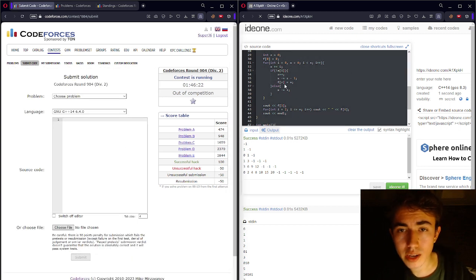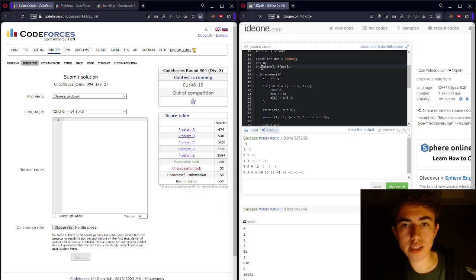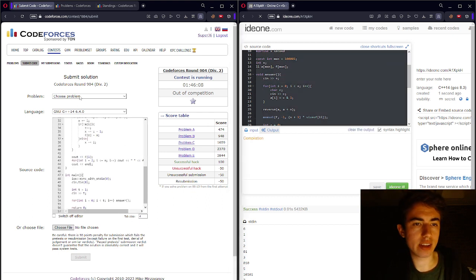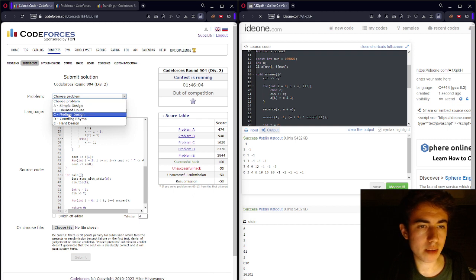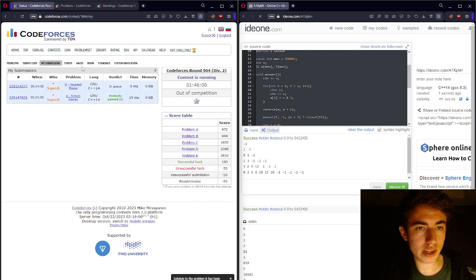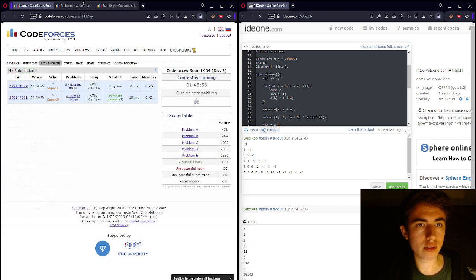And actually, wait, let's make sure. Can this be a long value? Yes, I think so. Okay, let's make this long. I think the answer can be like n times n plus 1, which is like n squared, and that can be big, so we want to make sure we don't overflow. Did we copy the right one? Yes, okay, good. Let's just see if it works.